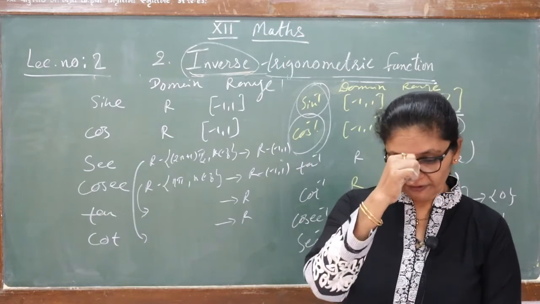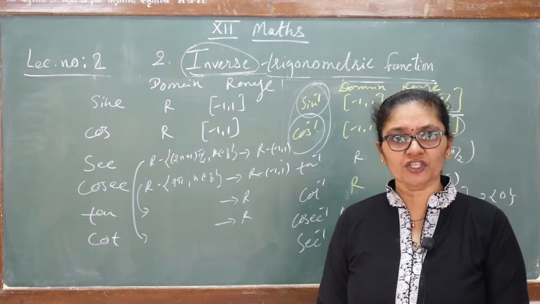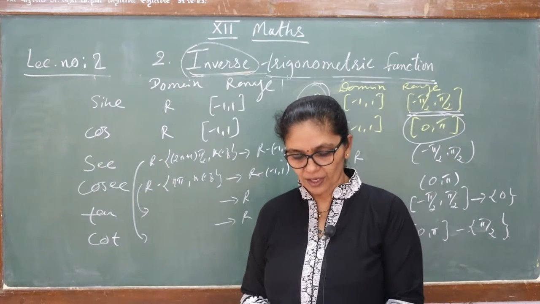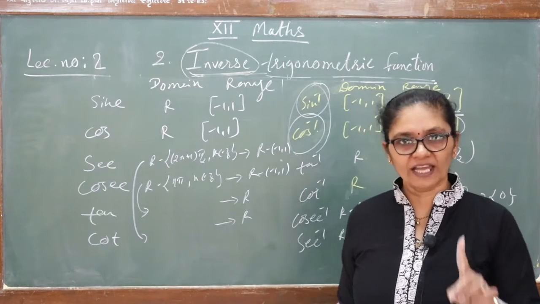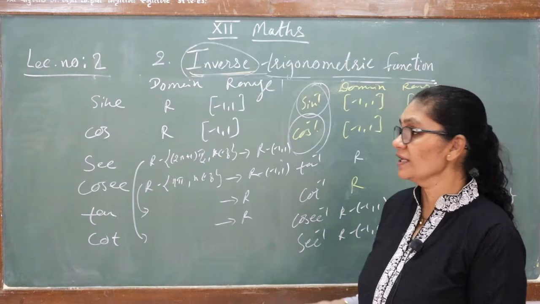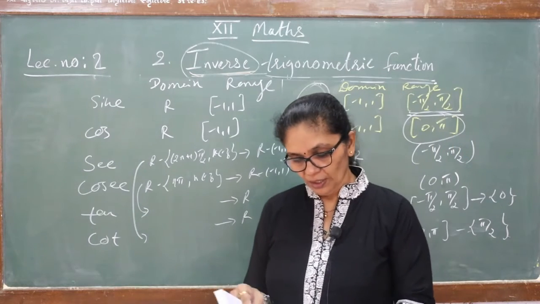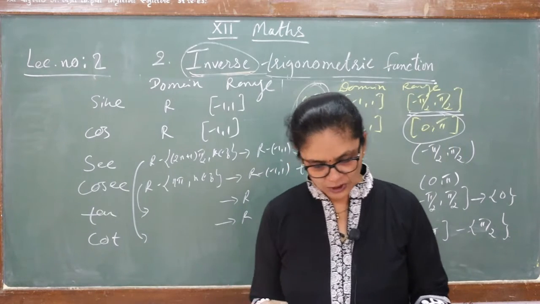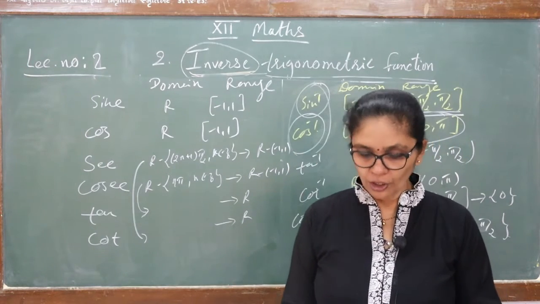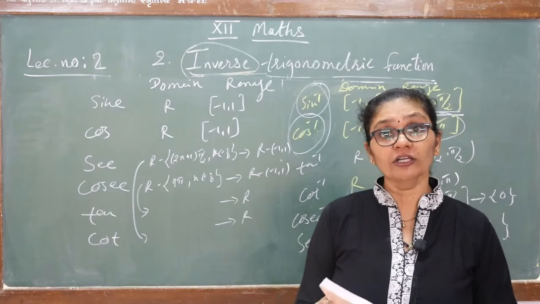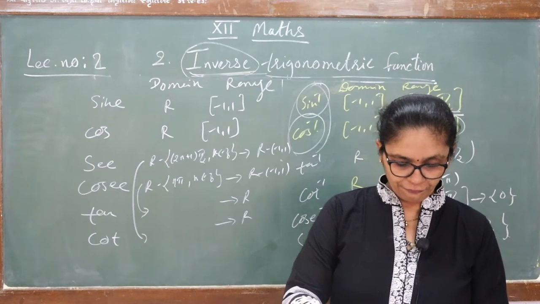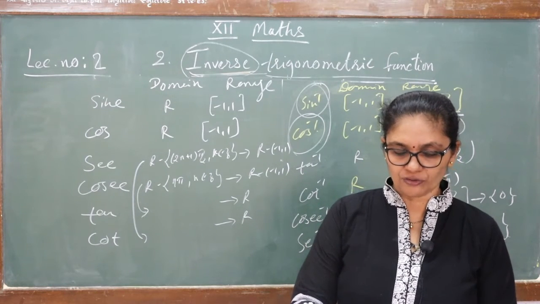On the back side of page 35, the graph of the sine function is mentioned, for which we have already discussed how to draw the sine function's graph and how to draw the sine inverse function's graph. On the back side of page 36, the graph of cos function and cos inverse is mentioned. On page 37, the graph of cosec and cosec inverse is drawn.